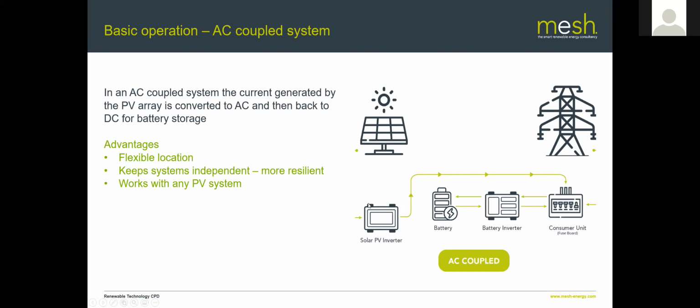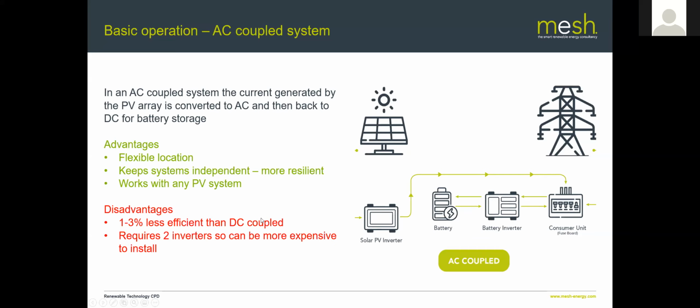Because say the solar PV inverter goes down, okay, you lose your PV, but your battery still works. If your battery inverter goes down or your battery goes down, then your solar PV still works. So it's kind of giving you a bit more resilience. You can obviously retrofit this to an existing PV system. You can have a large PV system and a relatively small battery and vice versa. You're not having to try and balance the size of inverters and that kind of thing.